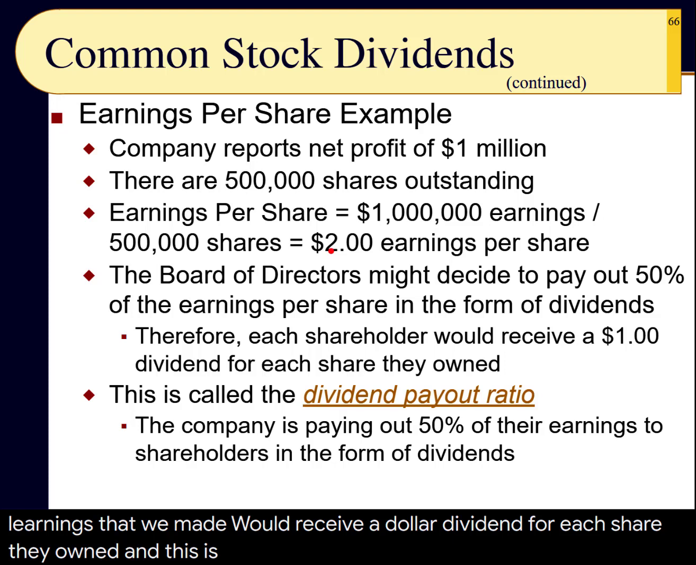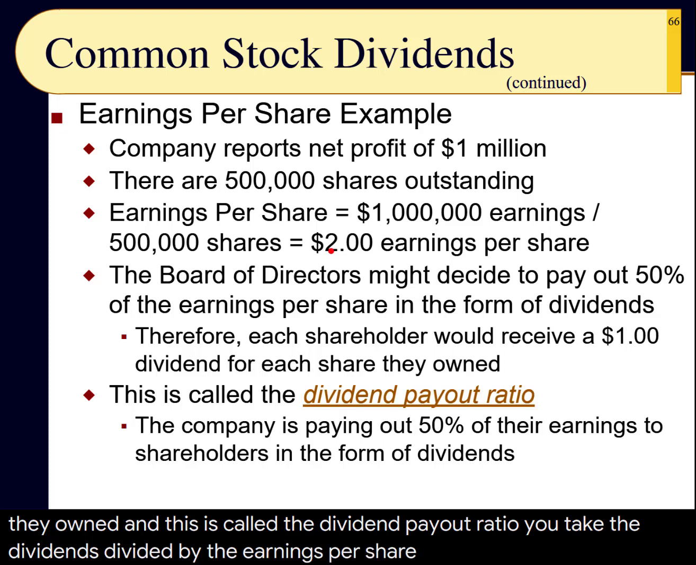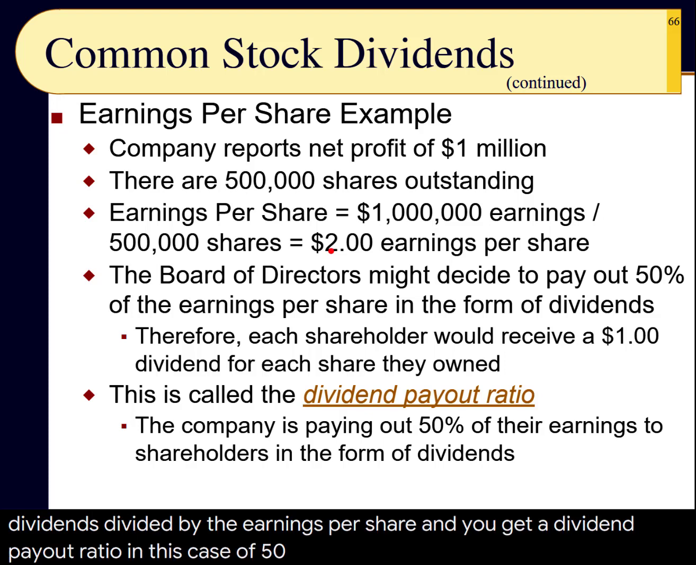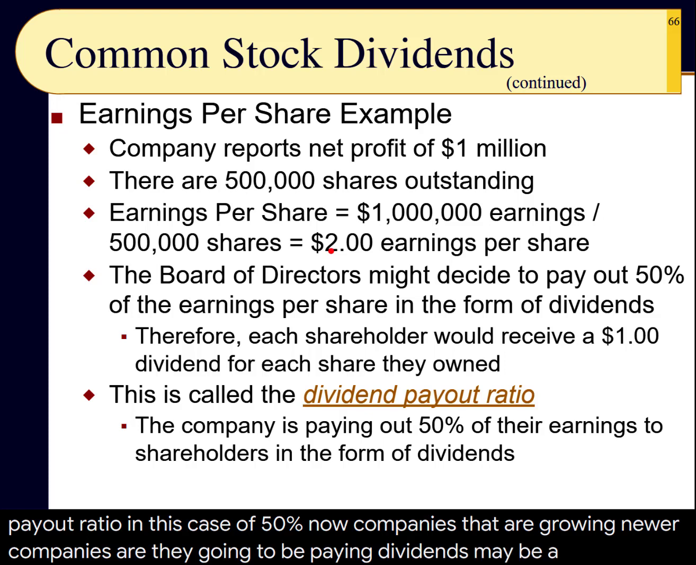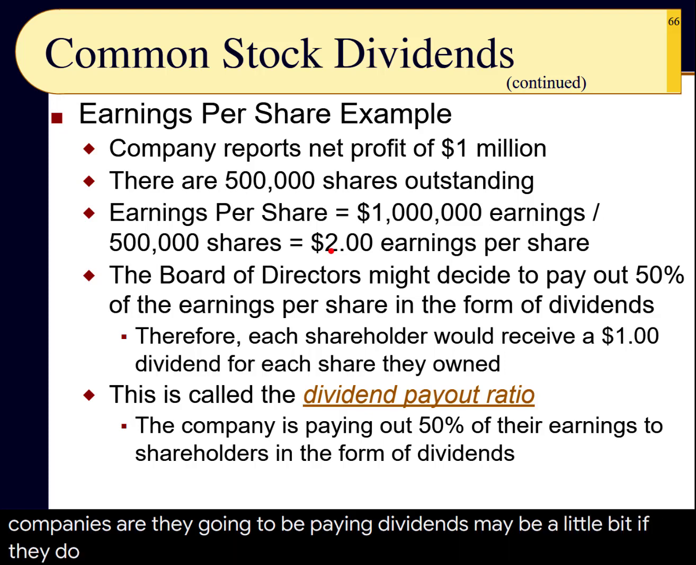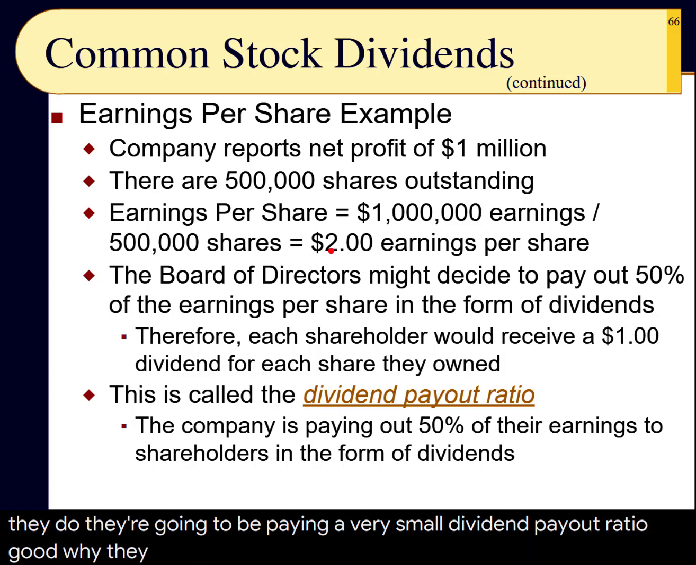And this is called the dividend payout ratio. You take the dividends divided by the earnings per share, and you get a dividend payout ratio, in this case, of 50%. Now, companies that are growing, newer companies, are they going to be paying dividends? Maybe a little bit. If they do, they're going to be paying a very small dividend payout ratio. Why? They need the money. They need the money to reinvest in the company.